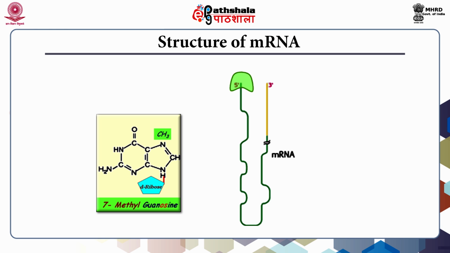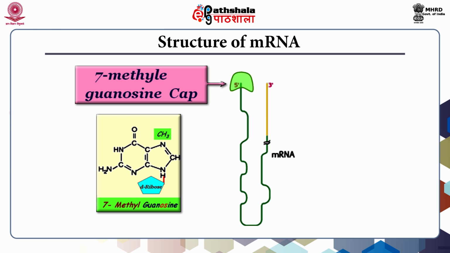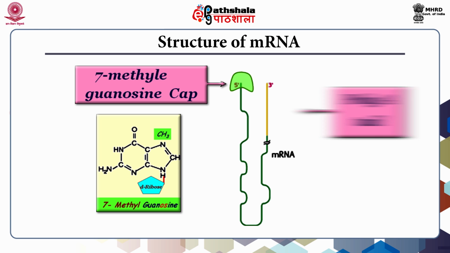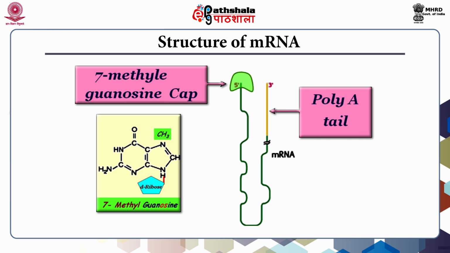One is that you will see in this picture a 7-methyl guanosine cap on the 5' end, the green one. The structure of this 7-methyl guanosine is given here. It is a methylated guanosine, and then you will also see a poly A tail. Poly A tail means a number of adenosine residues at the 3' end of the mRNA. So, you can here see typically the structure of mRNA.